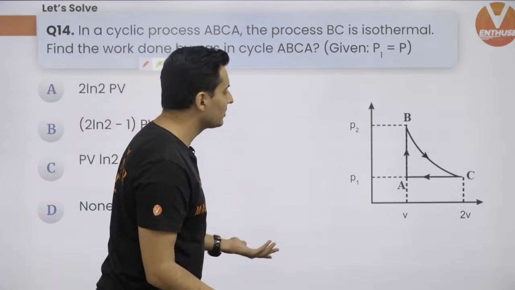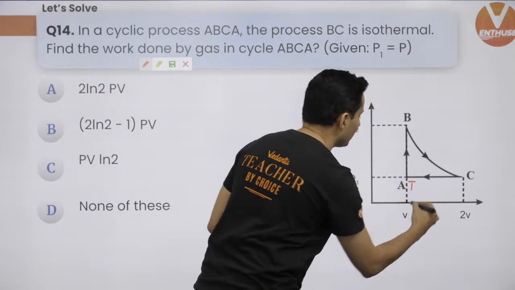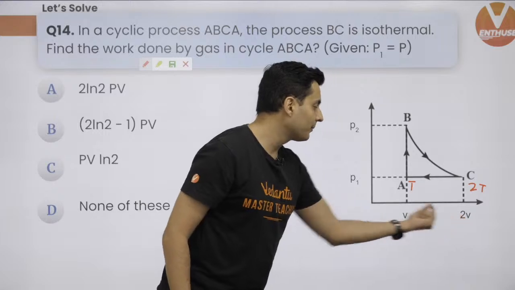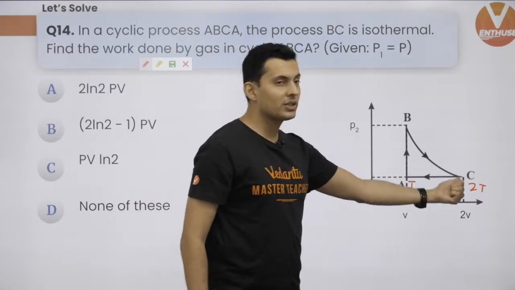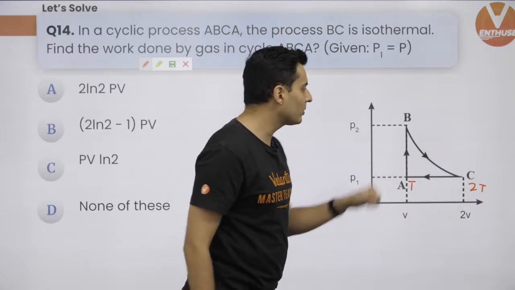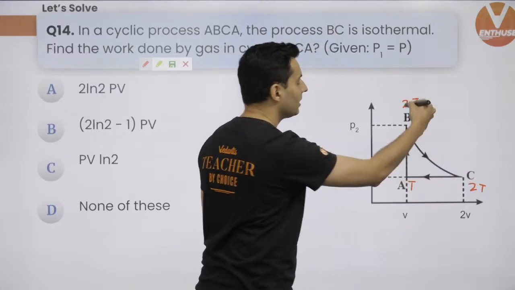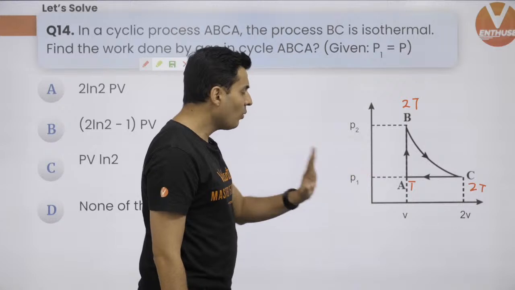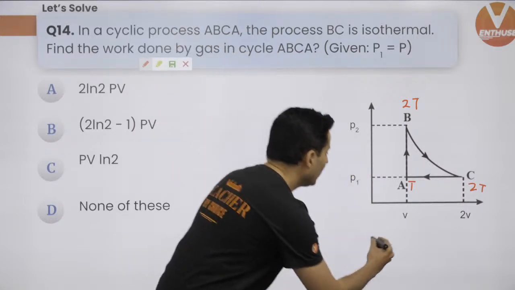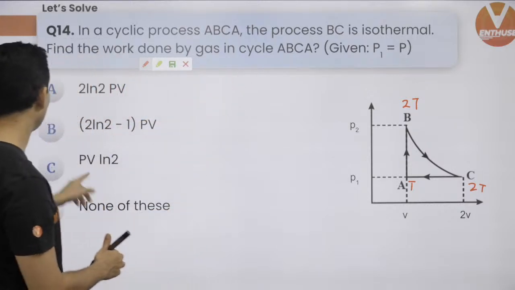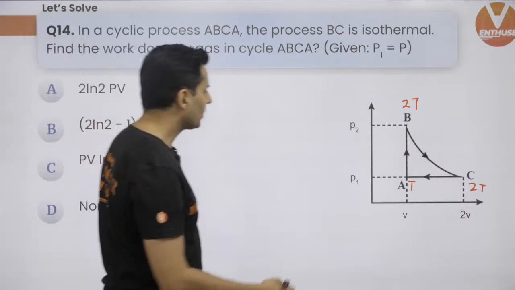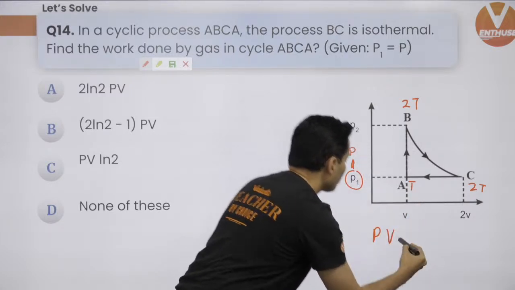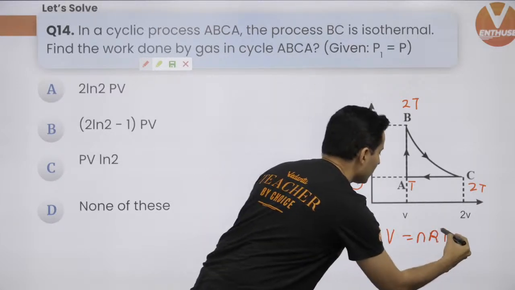So let's just assume some temperatures. If this is temperature T, then this will also be 2T. Why? Because the volume has doubled. If the volume doubles, the temperature will double at constant pressure. Does that make sense to you? Now, since this is an isothermal process, won't point B also have 2T temperature? Because it's on an isotherm, it will be 2T. Great. Once these things are clear, how many moles are there? The number of moles has not been mentioned, but I'll just put it like this. PV, with the pressure at this point being P1 equal to P, PV is equal to nRT. This is one equation that I can write.